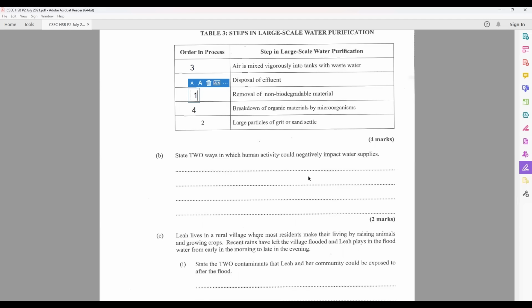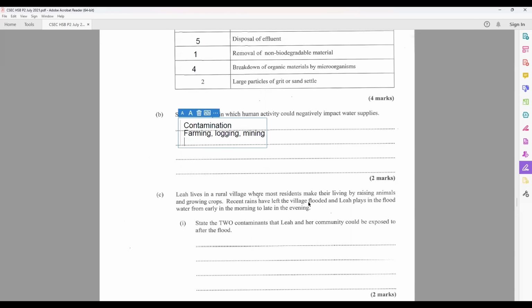State 2 ways in which human activity could negatively impact water supply. So we are talking about how you could contaminate water at any level. So whether you're doing farming, you're doing logging, you're doing mining, or any other activity, all of these are human activities that negatively impact water supplies, and there are many more.